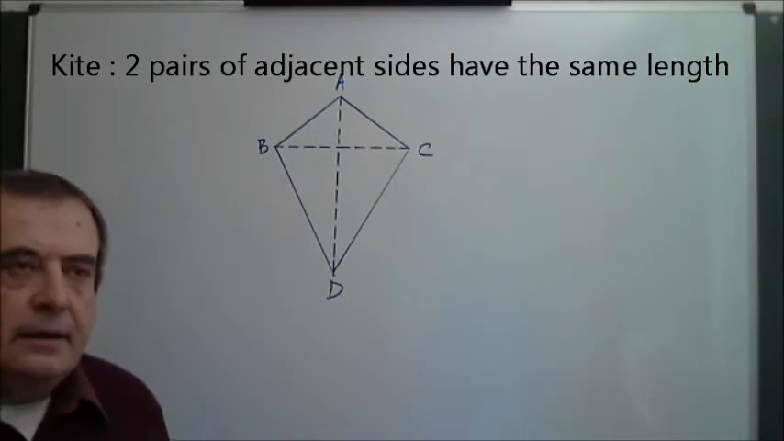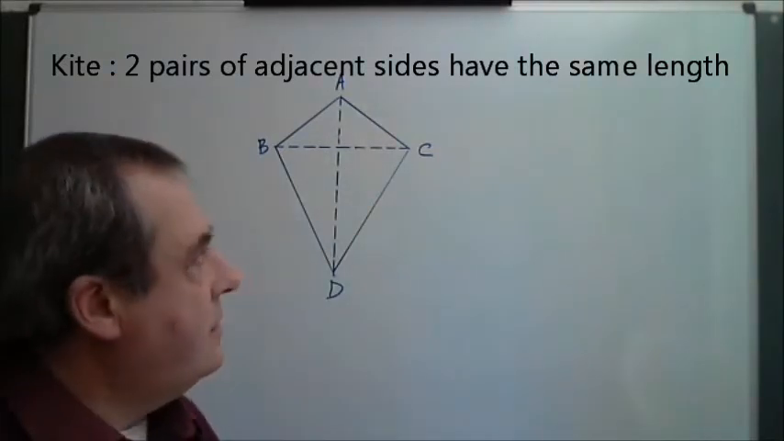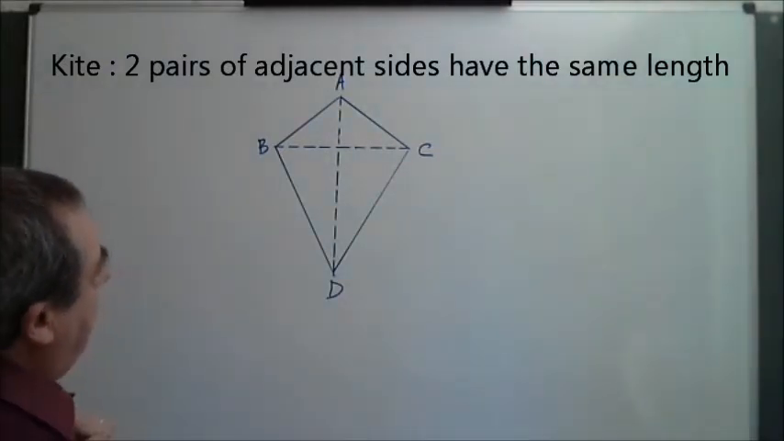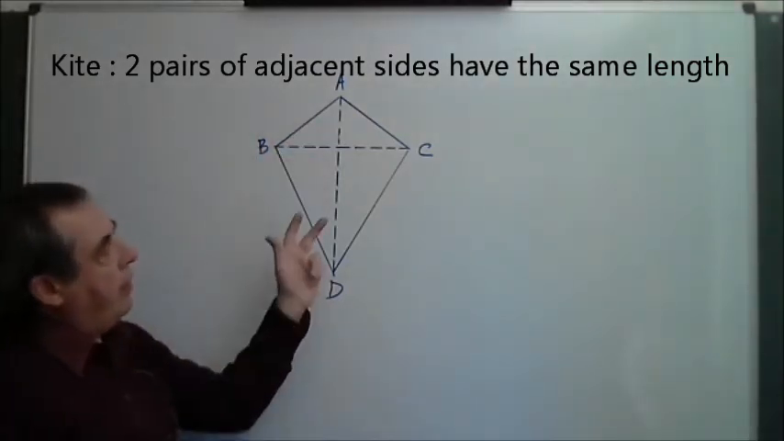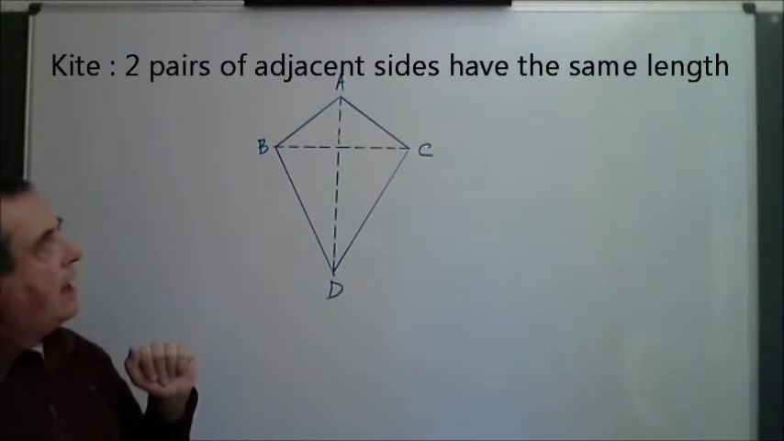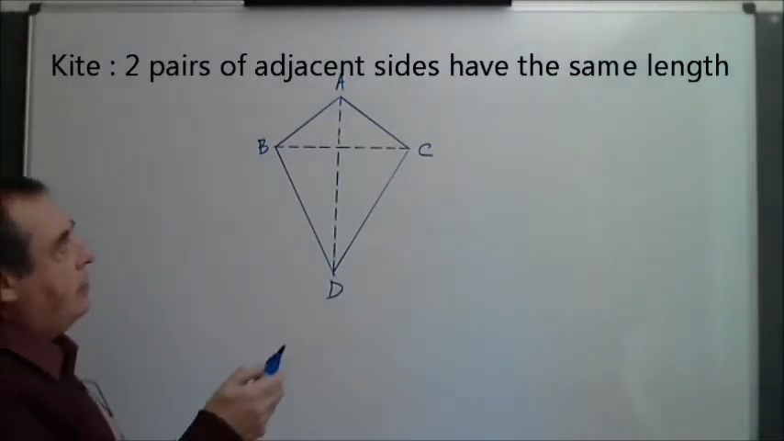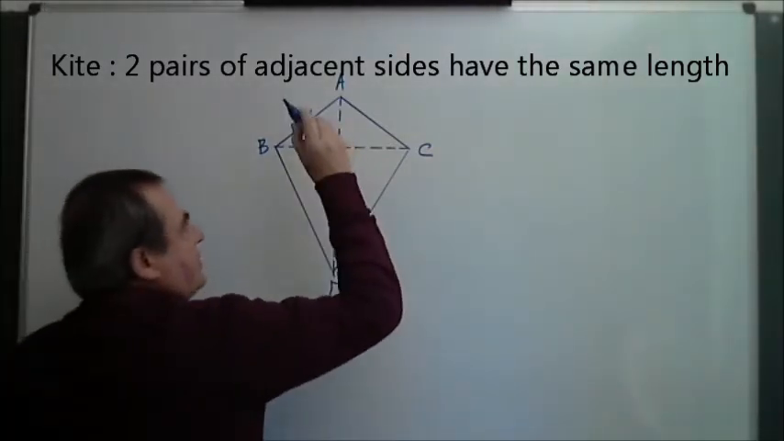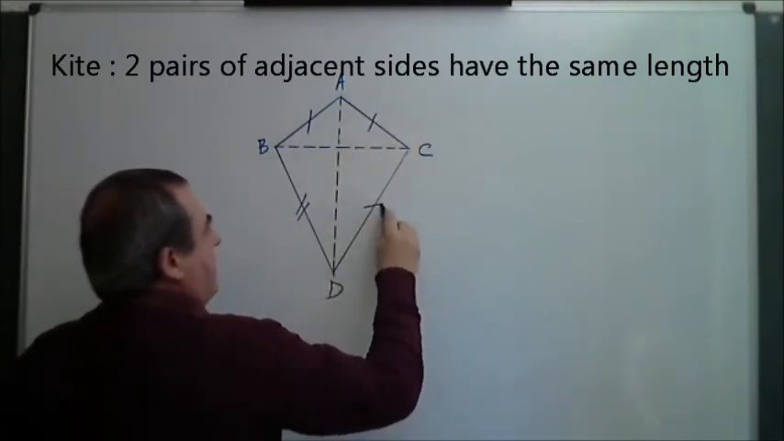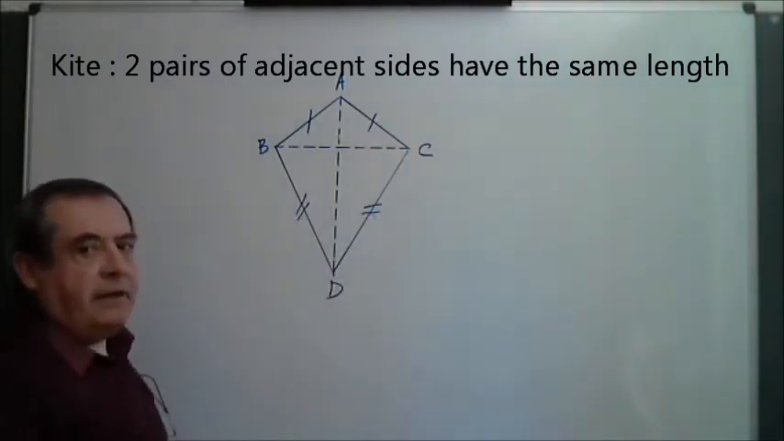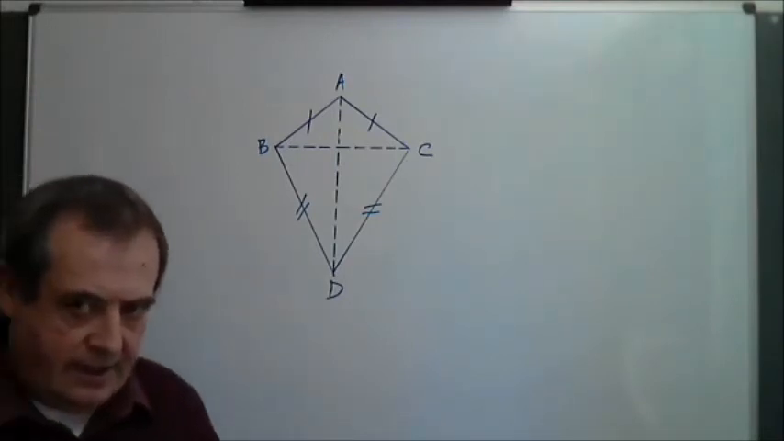The kite is a quadrilateral where 2 pairs of adjacent sides have the same measure. It is the definition of a kite.